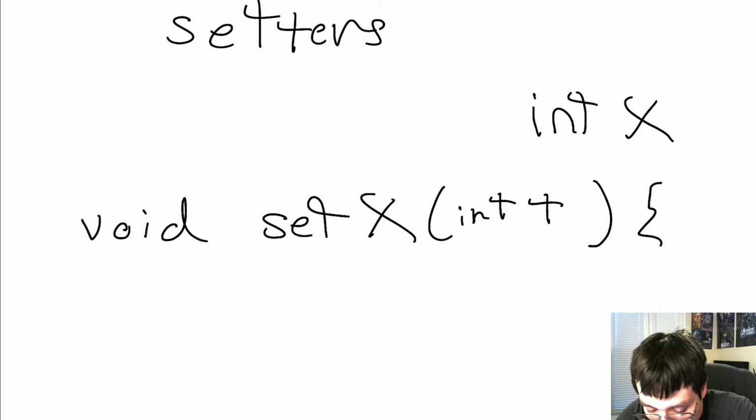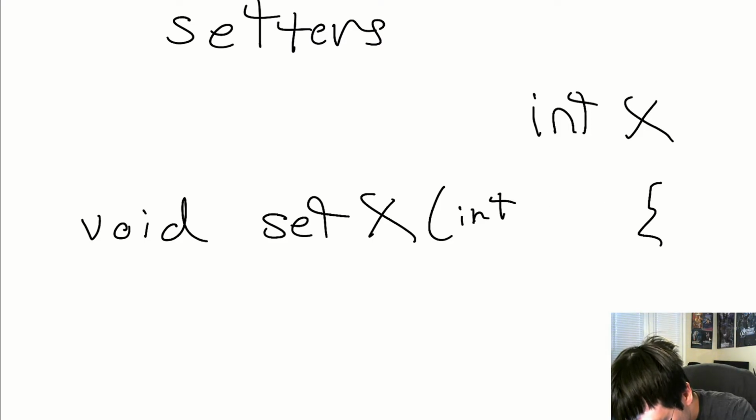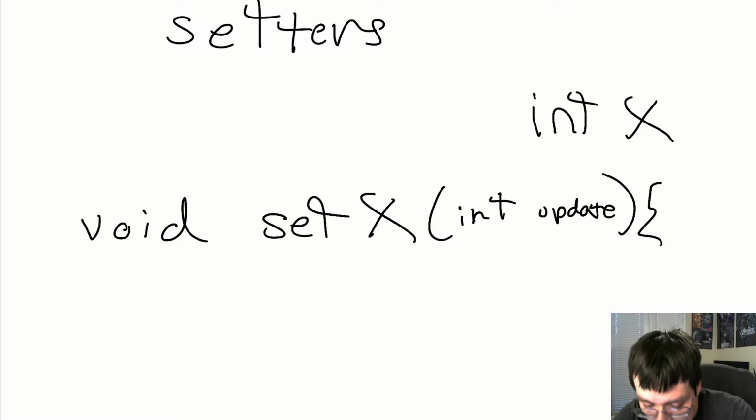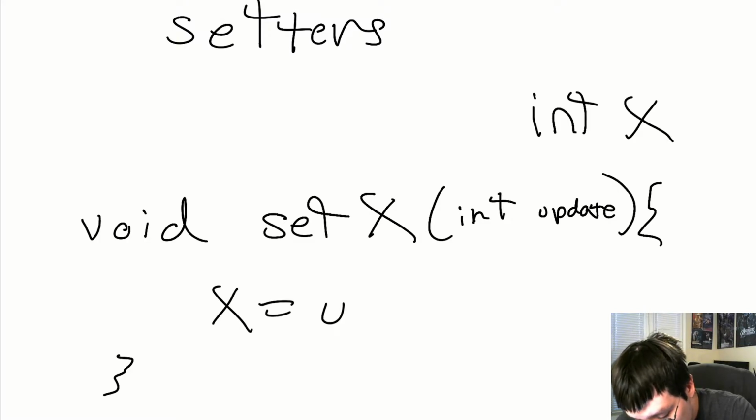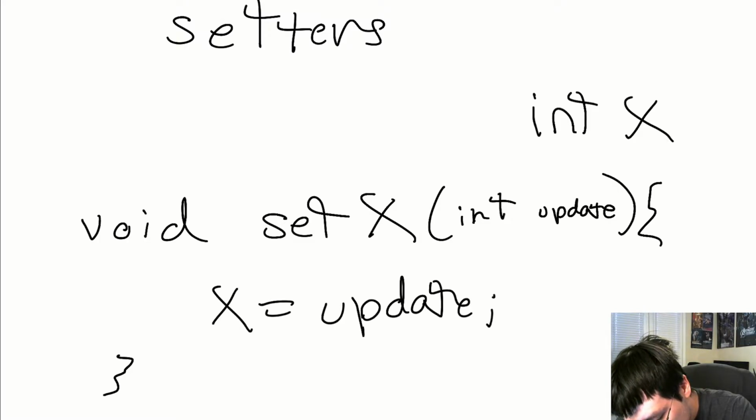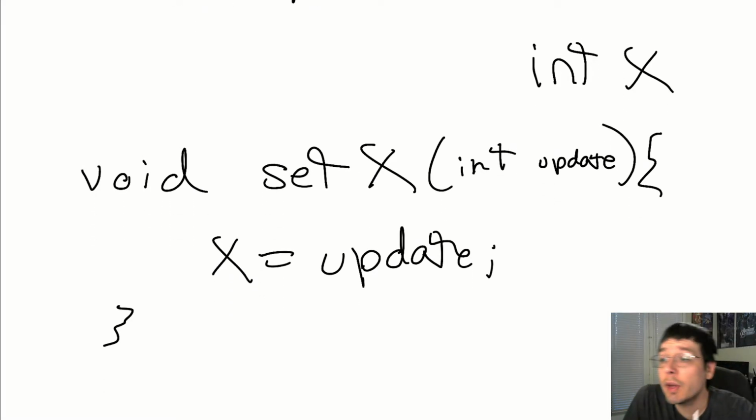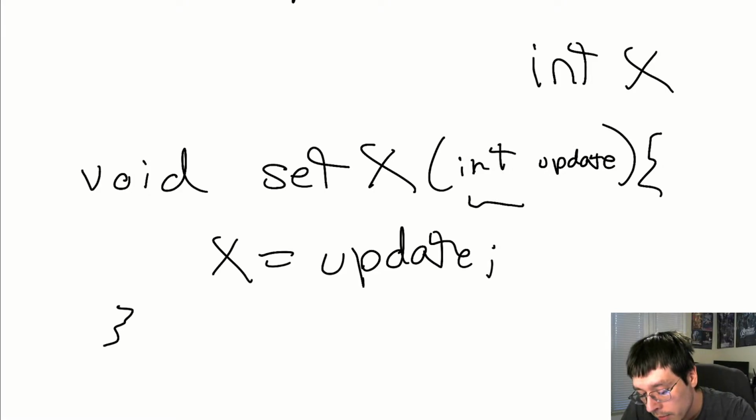Actually, you know what would be a nice name for this? int update, since it's updating the variable. So in here you can write x = update. This will be a mutator function, or a setter function. This is not a constant function, so don't add const there, because this actually needs to modify a class variable, and it's being modified with whatever the parameter here is. So that's a setter function.